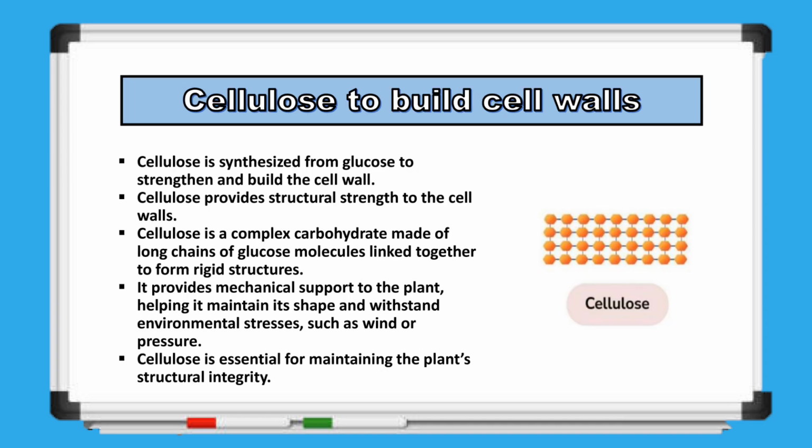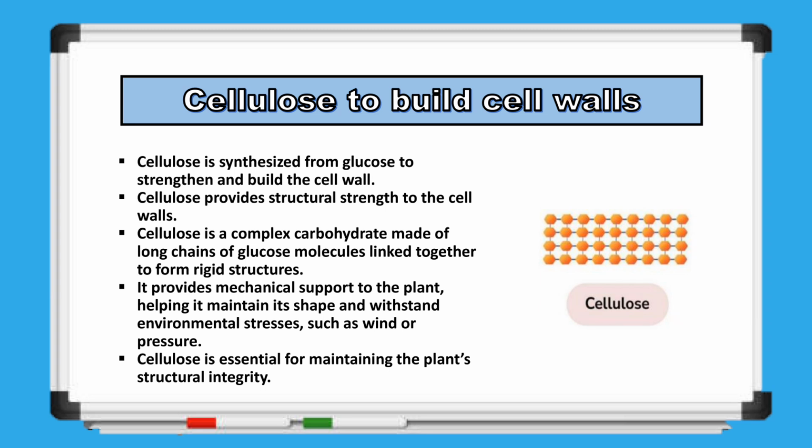Next, let's talk about cellulose and its role in building cell walls. Plants use glucose not just for energy, but also to synthesize cellulose, which is the key material used to build and strengthen cell walls. Cellulose is a complex carbohydrate, made up of long, tightly linked chains of glucose molecules. As shown in the diagram here, its structure is rigid and fibrous, which makes it ideal for providing mechanical strength to plant cells. This strength is vital.